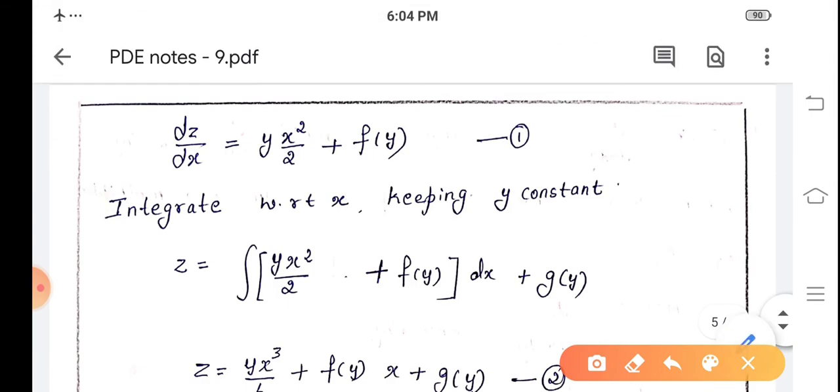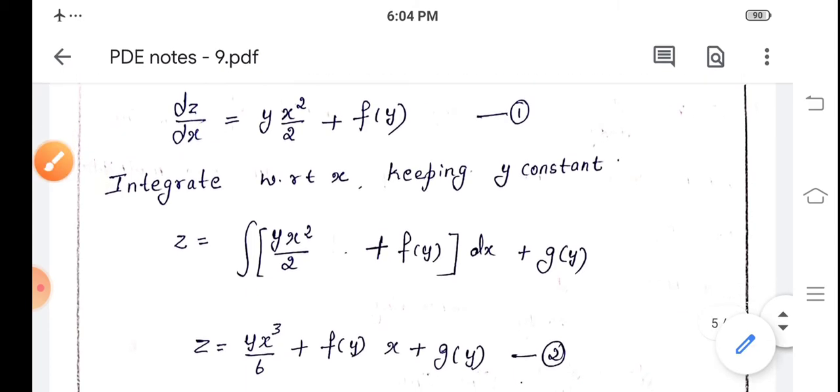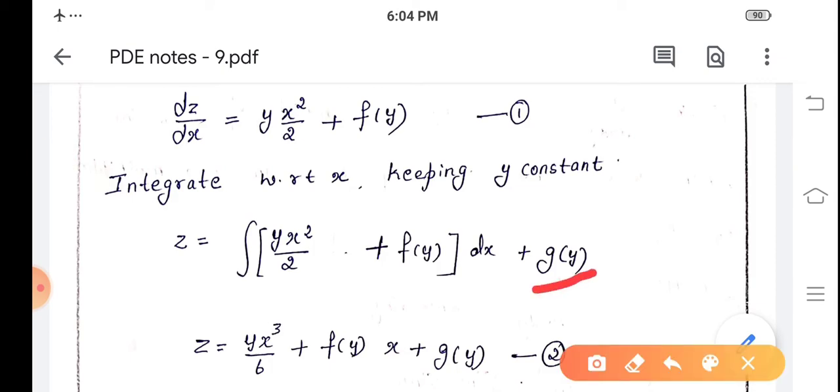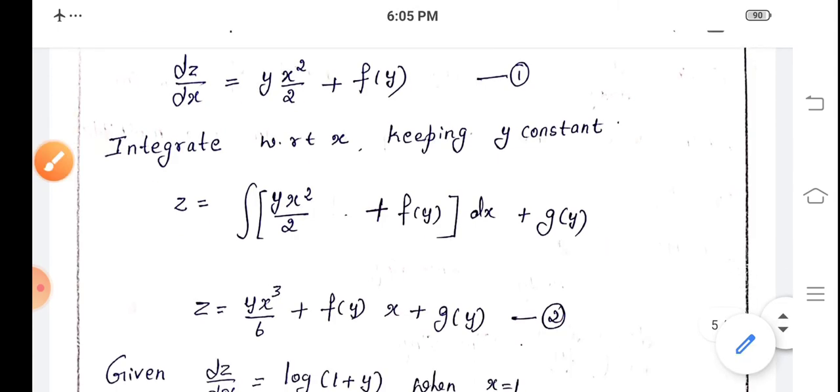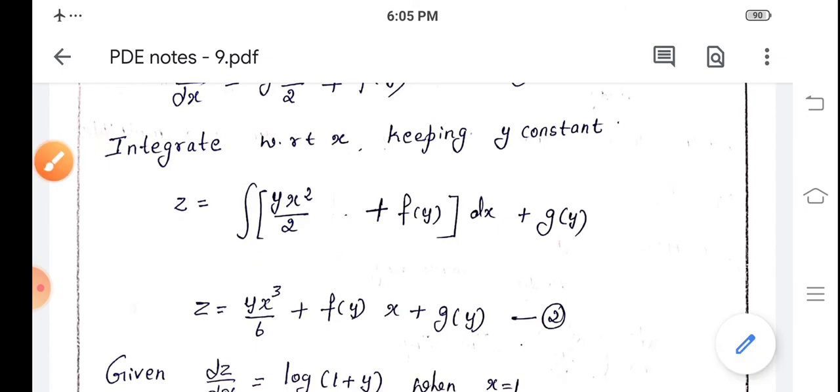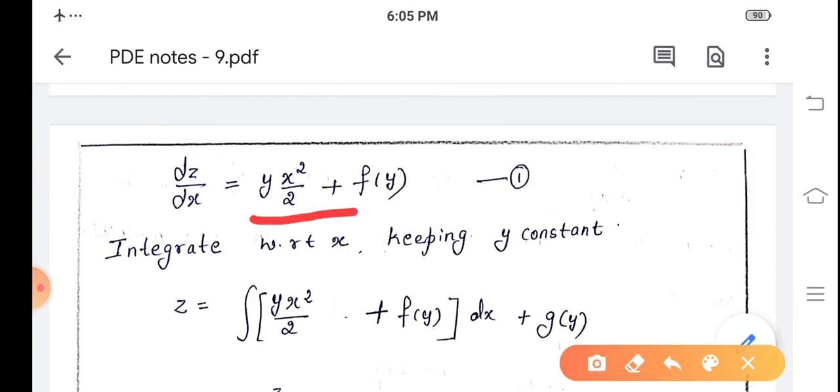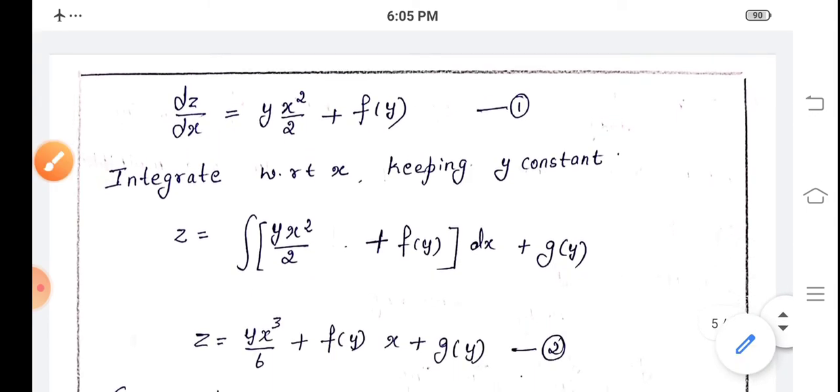Again, in the next step, we integrate with respect to x to find the solution for z. When we integrate with respect to x, the y term is treated as constant, and after integration, we have to add an integration constant as a function of y. Now we are getting z is equal to the integration of y x square by 2 plus f of y with respect to x, that is integration of y x square by 2 plus f of y dx plus g of y.